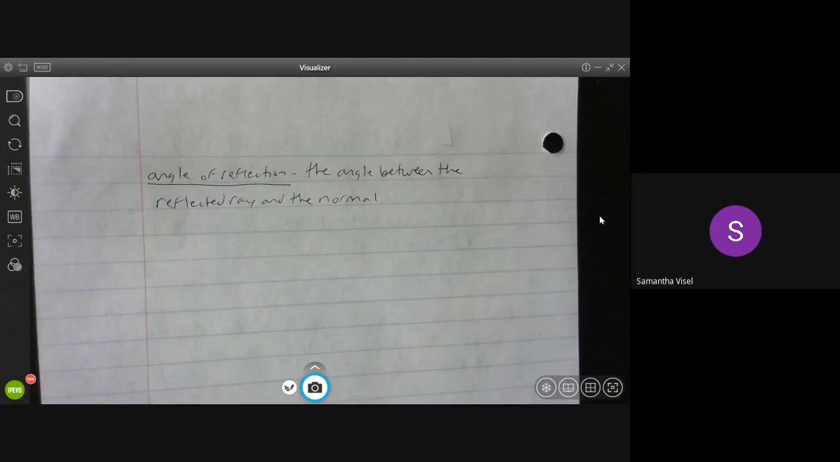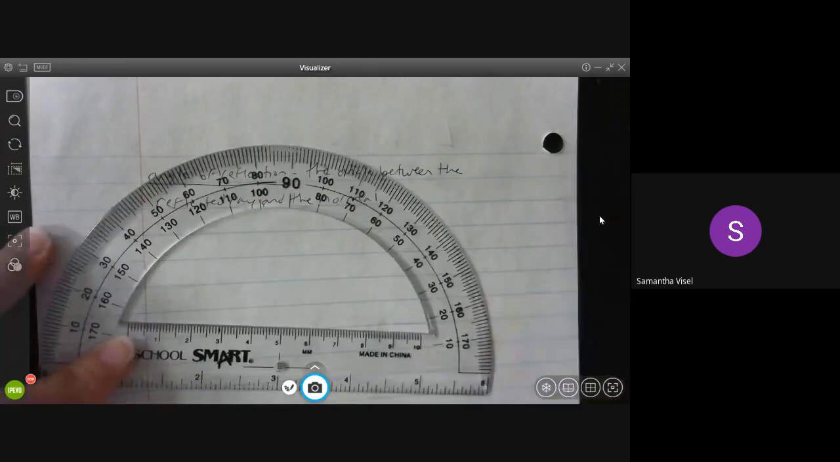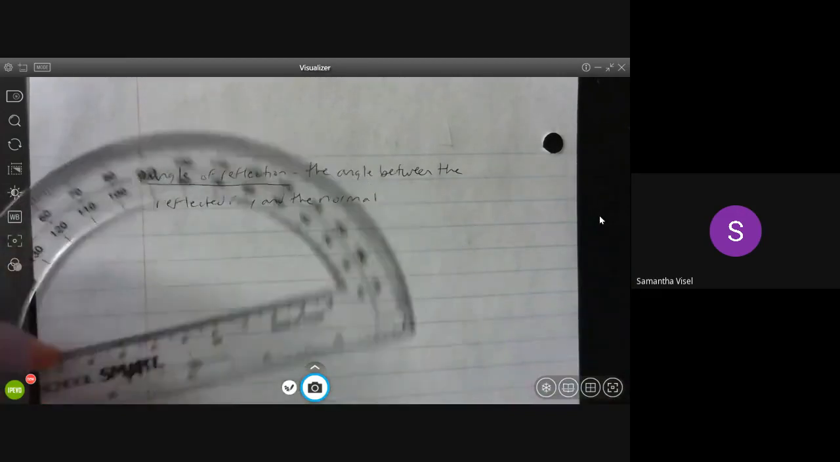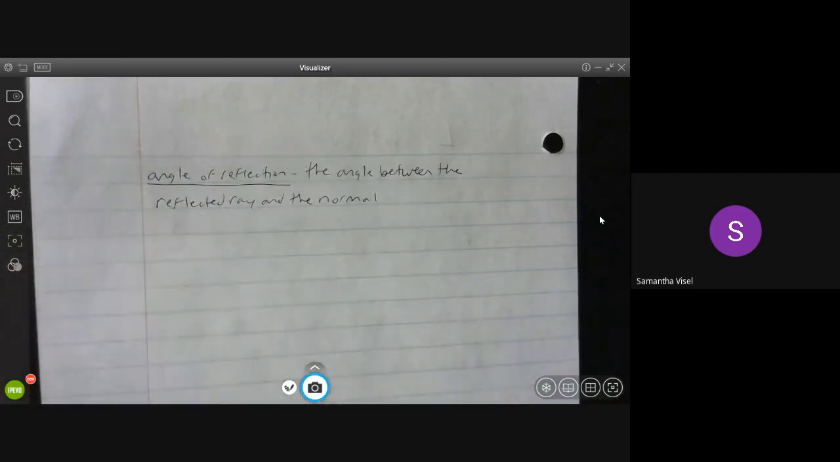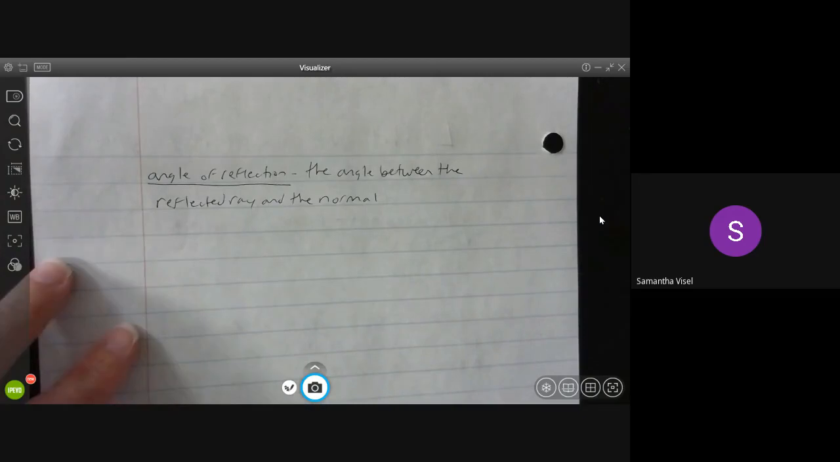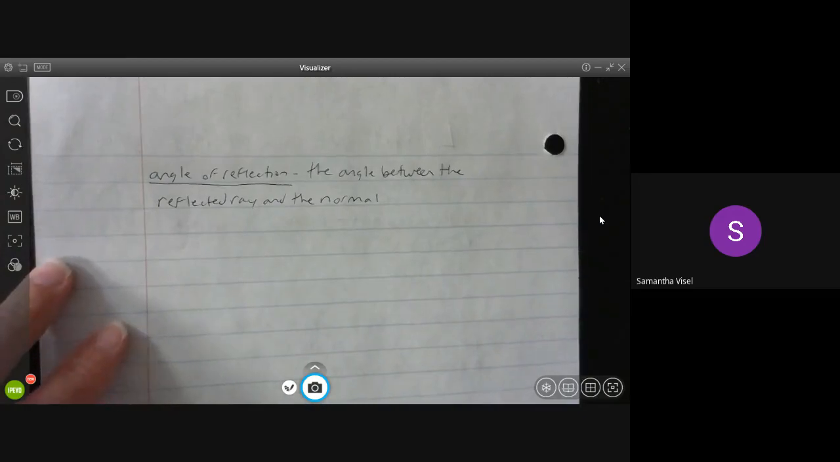All right, so we're going to do one more walkthrough, one more drawing here with our protractor, because again, for some of us, it's been a while since we've used them, and just to get a little more practice here with the law of reflection.